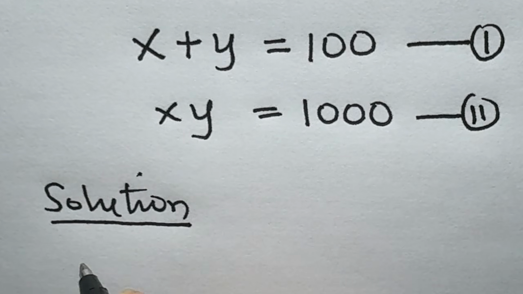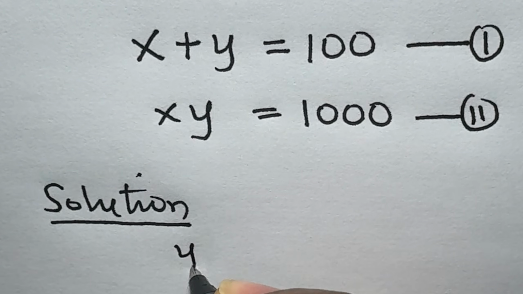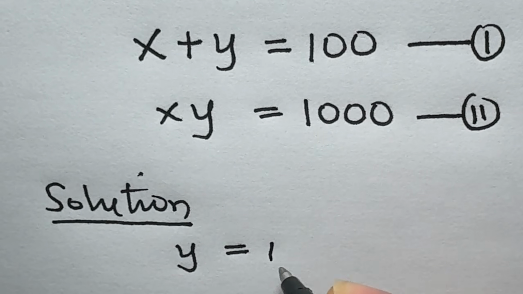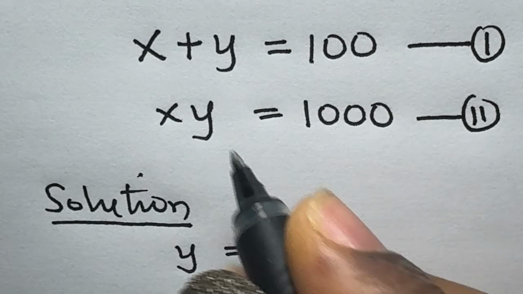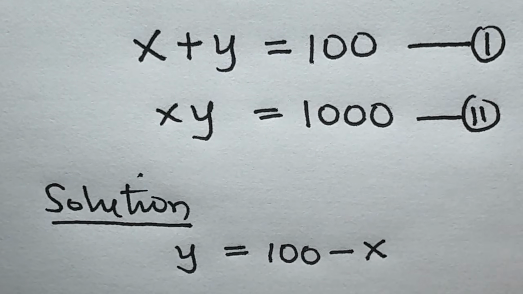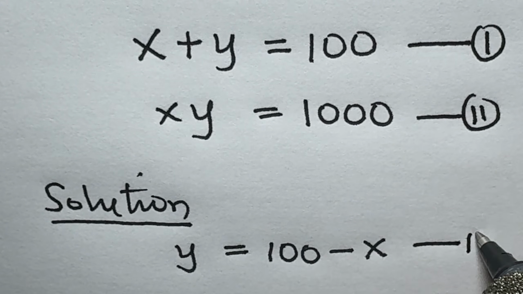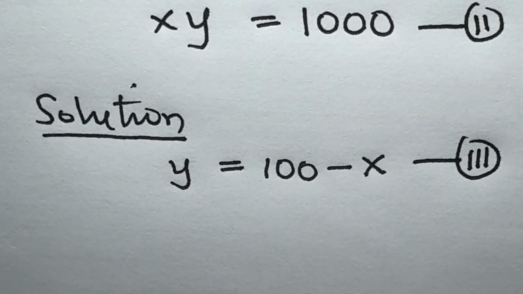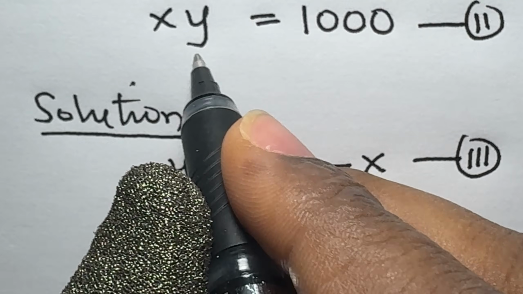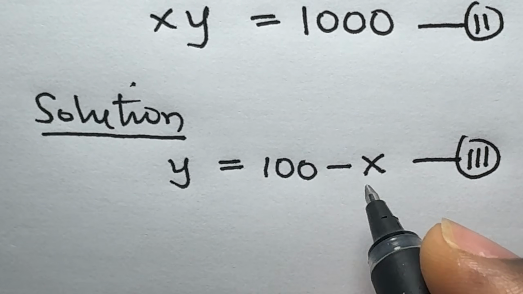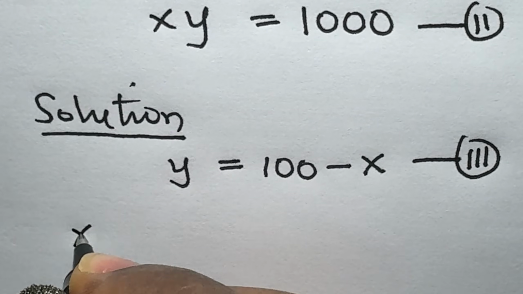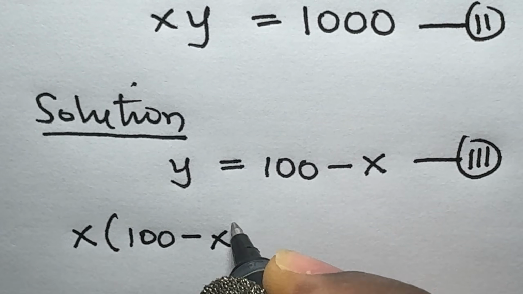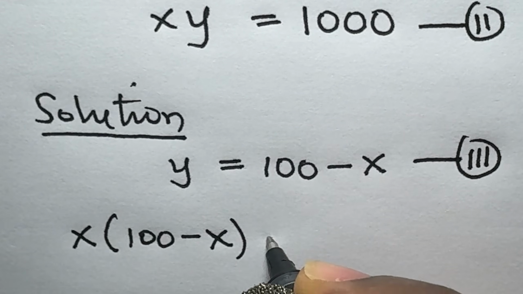From equation 1, I'm going to make y the subject of the formula. Then y is equal to 100 minus x. I'll call this equation 3. Then I will substitute for y in equation 2 this new value. This will give me x into 100 minus x is equal to 1000.